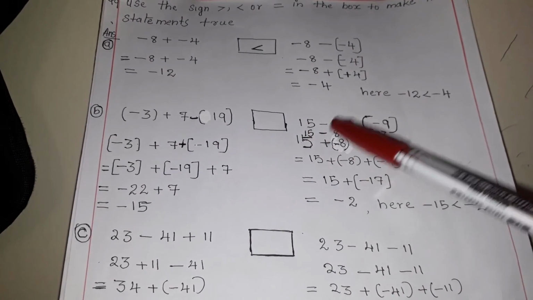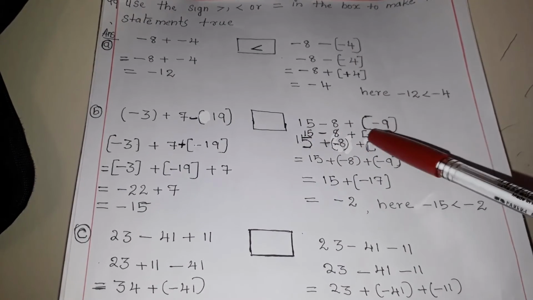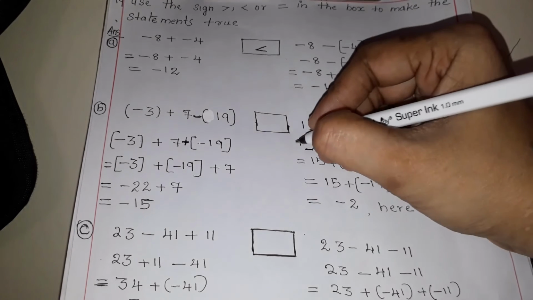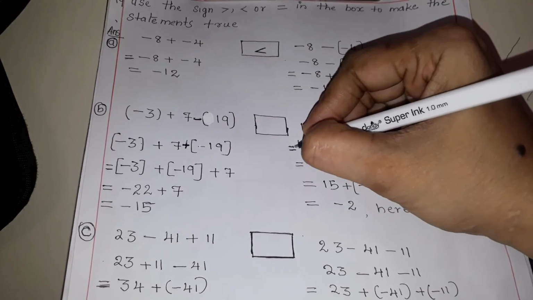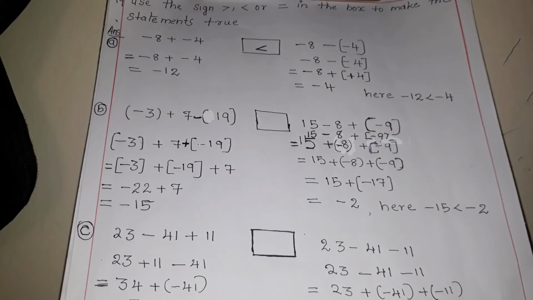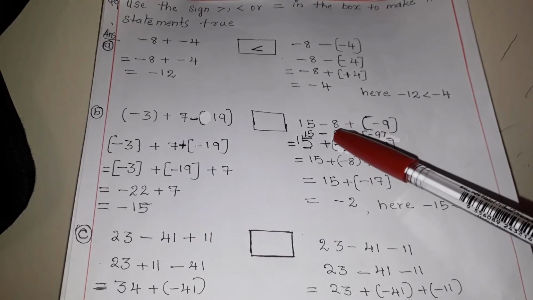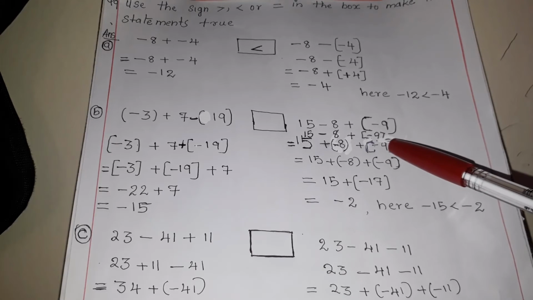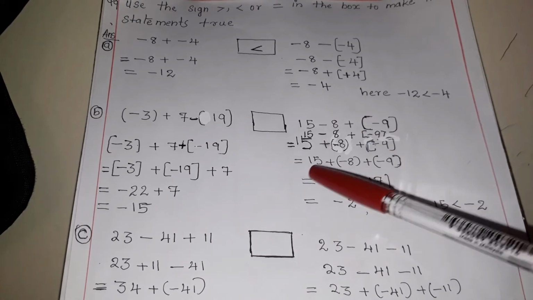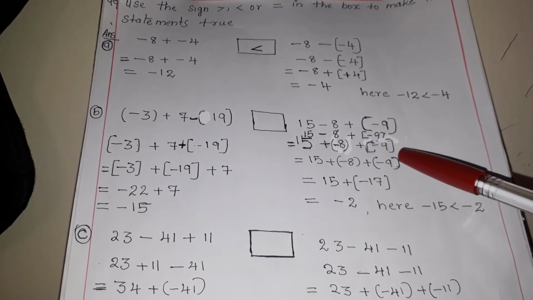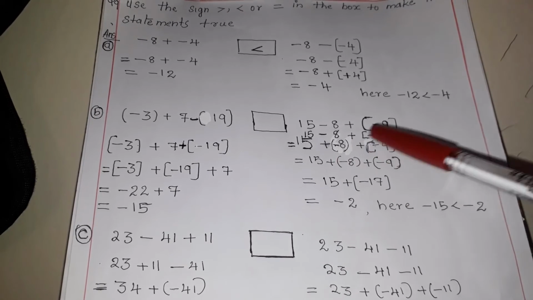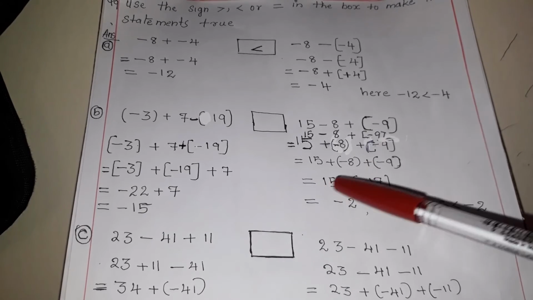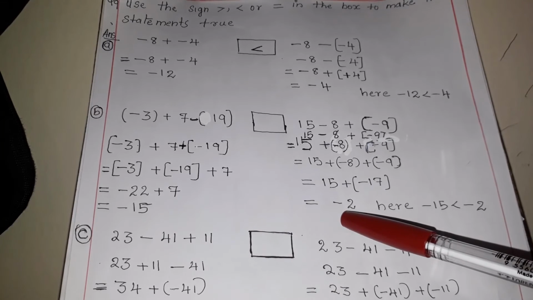15 minus 8 plus minus 9. This is the question and we can write it like this. 15 plus, this minus 8 can be written as plus minus 8, plus minus 9. Then 15 plus minus 8 plus minus 9. These have the same sign, so we can add: minus 8 plus minus 9 is equal to minus 17. Then 15 plus minus 17, we get minus 2.